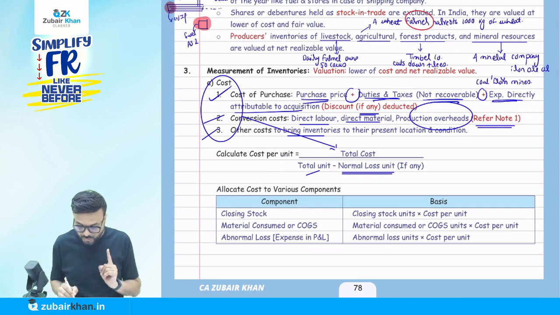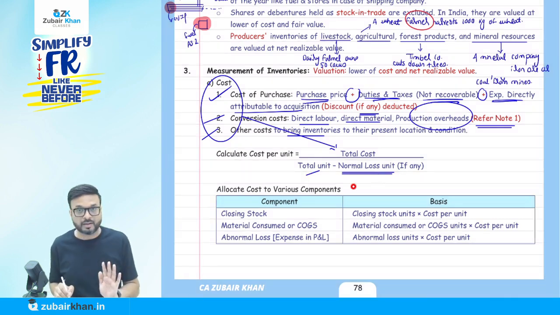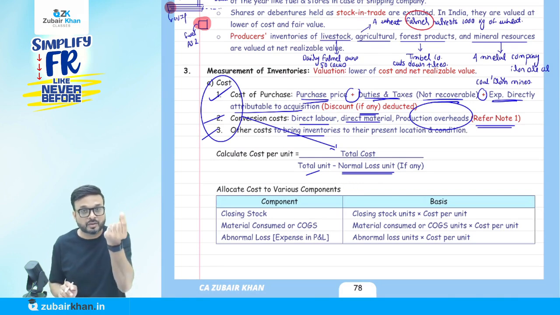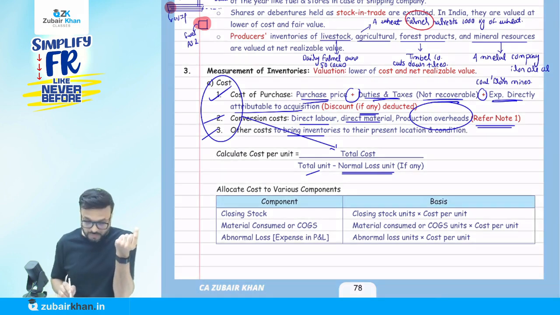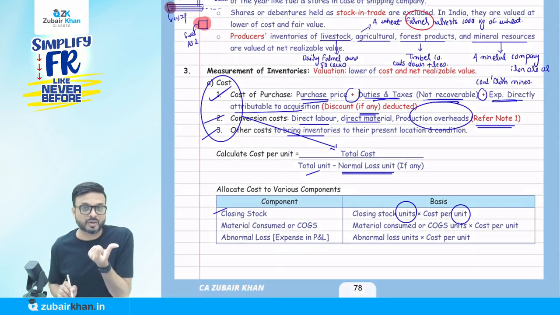They say total unit minus normal loss unit if any, then total cost divided by this number of units. So you will find cost per unit. If they tell us the value of the closing stock, cost of the closing stock, so I will say closing stock quantity multiplied by the cost per unit. You will get the amount of closing stock.